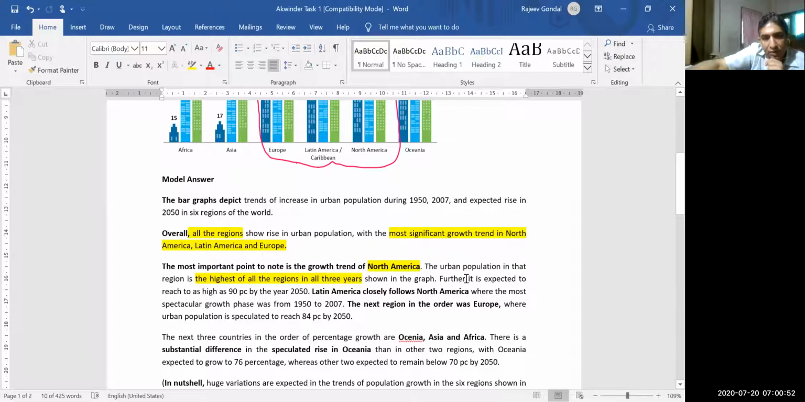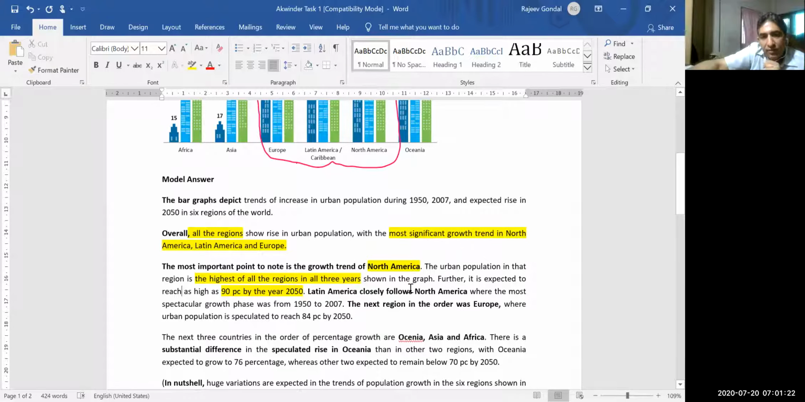Further, there should be a comma after further. Further, it is expected to reach as high as 90% by the year 2030. So here you're talking about the future. It is expected to reach as high as, there's no need to say two, it is expected to reach as high as 90% by this.